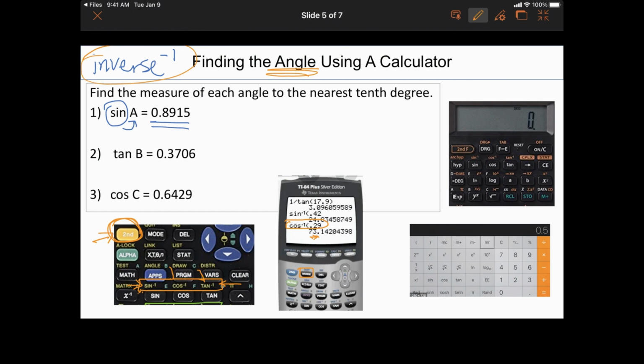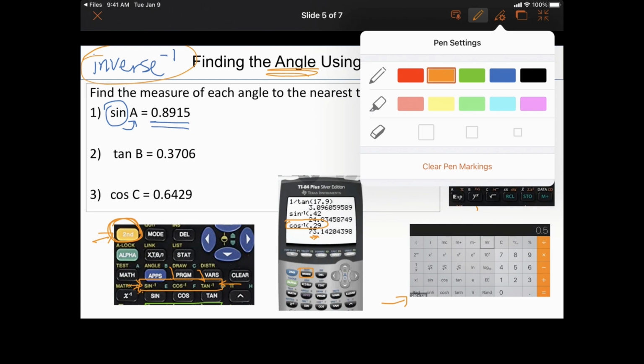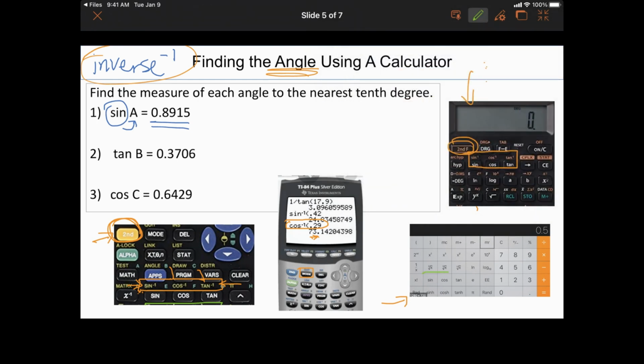Okay. So if you're using this kind of calculator, you type in the numbers first, then the second button's here, and then one of the trig functions, okay? For this one again, numbers first, second button, and then one of the trig functions. This is for a phone. I believe this is for an iPhone in particular. When you turn it sideways, you have this sine, cosine, tangent.